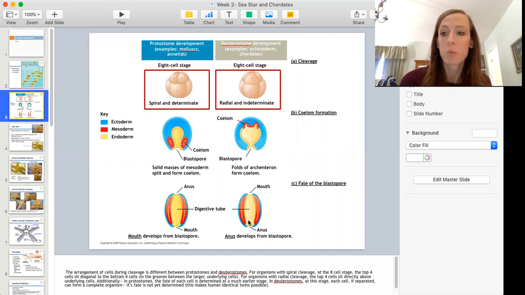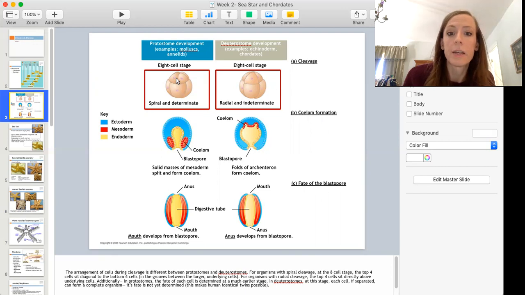Okay, now I'll mention one more difference between protostomes and deuterostomes this week. I don't believe I mentioned this last week, but they also have a difference in how cleavage happens. Cleavage, if you recall, is the early developmental stage where there's a lot of cell division, but not much cell growth. So you've got one cell turning into two, two turning into four, four turning into eight, and so on. And as each of these divisions happens, we get a ball of cells, right?